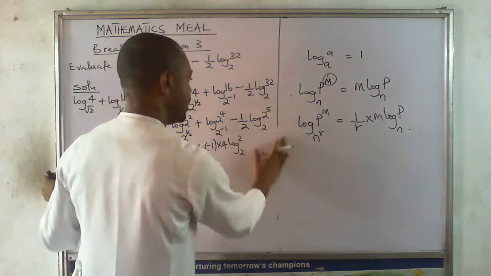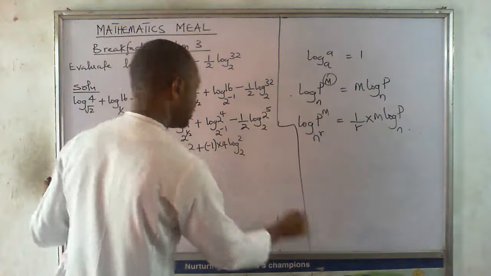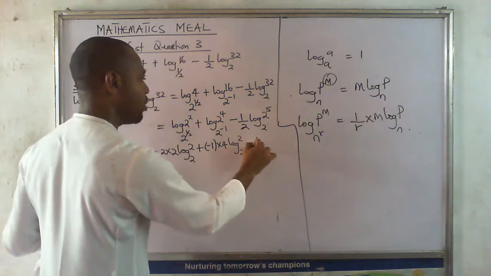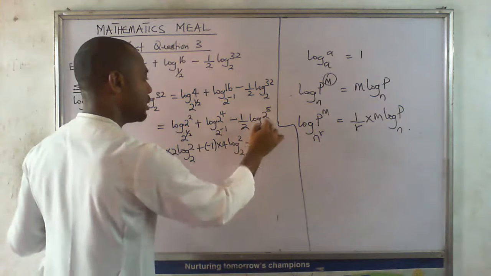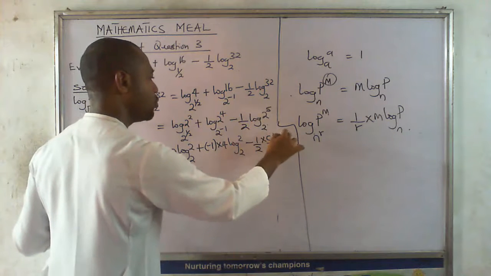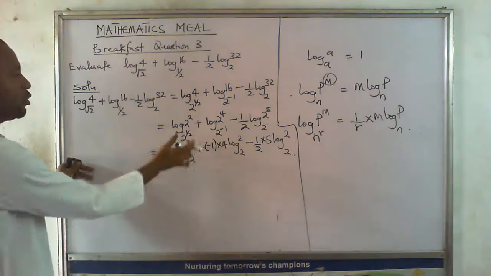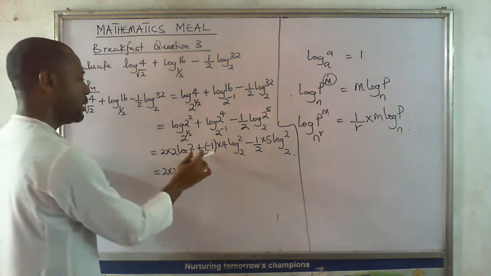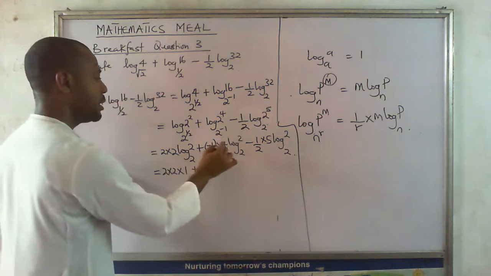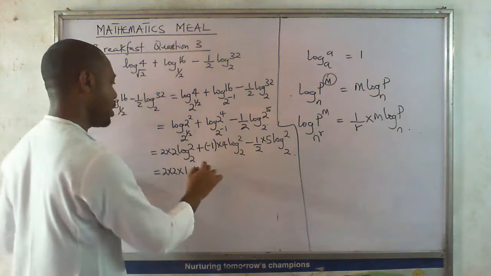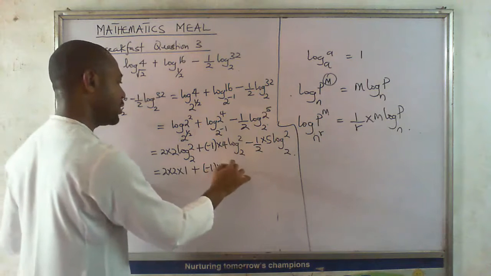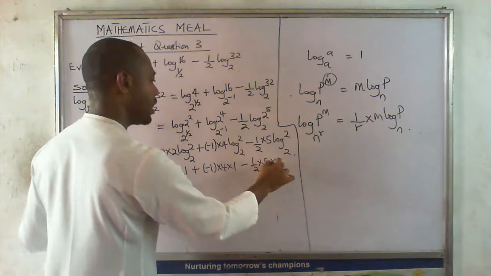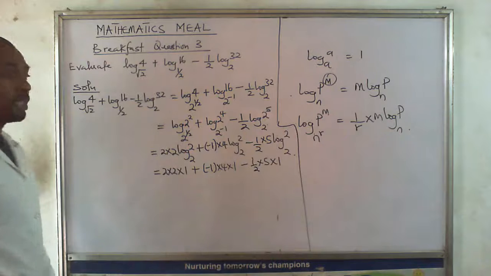Then I need to clean this. So create space, minus the reciprocal. Okay, no power here, so I still have 1 over 2 now. Then the power here is 5 log 2 base 2. Now log 2 in base 2 is 1, so we have 2 times 2 times 1. Then plus, this log 2 in base 2 is still 1. We have minus 1 times 4 times 1. Then minus 1 over 2 times 5 times 1, because log 2 in base 2 is still 1.